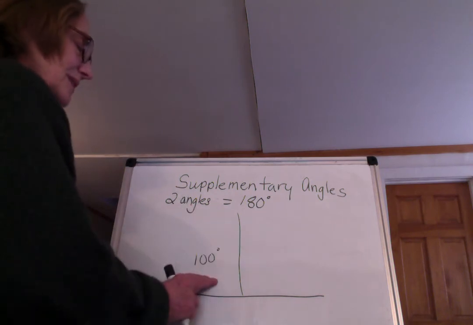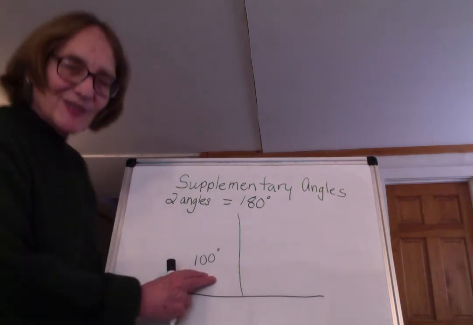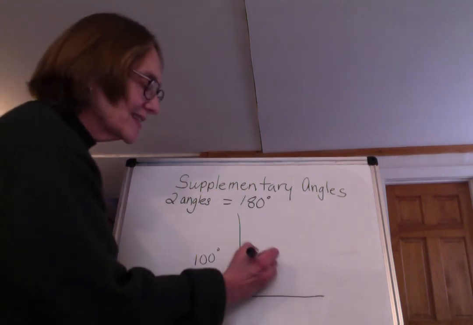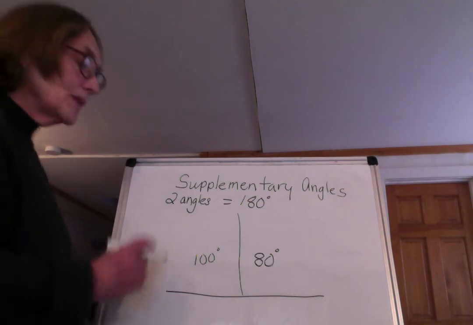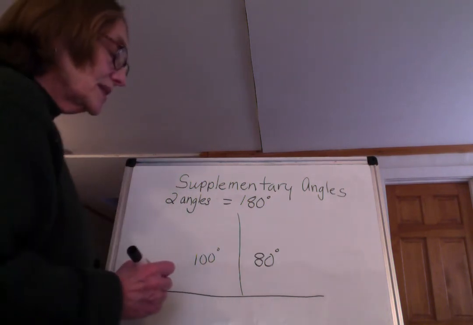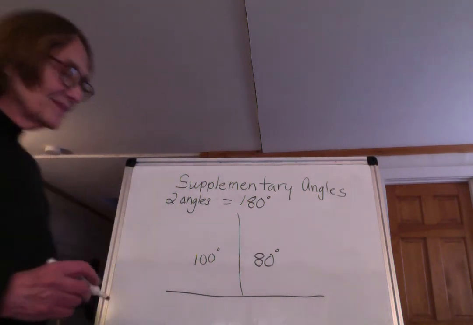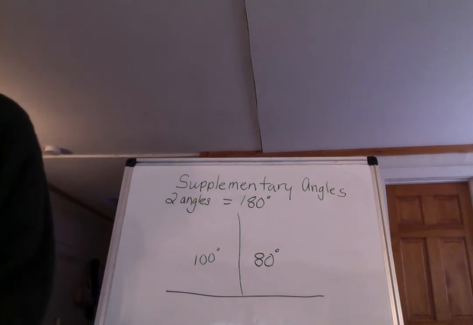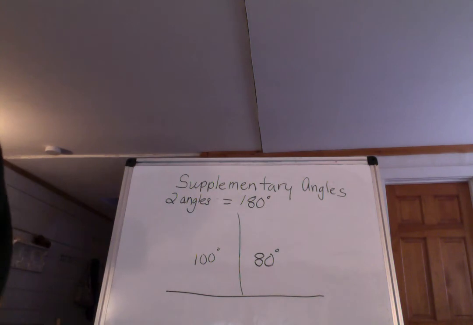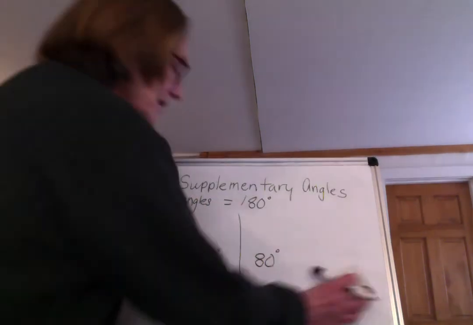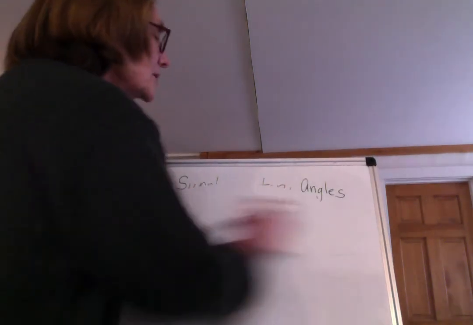If this angle equals 100 degrees, we know that this angle equals 80 degrees. Or we can subtract it from 180. I think you'll recognize those right away. Complementary and supplementary angles will be part of your homework.